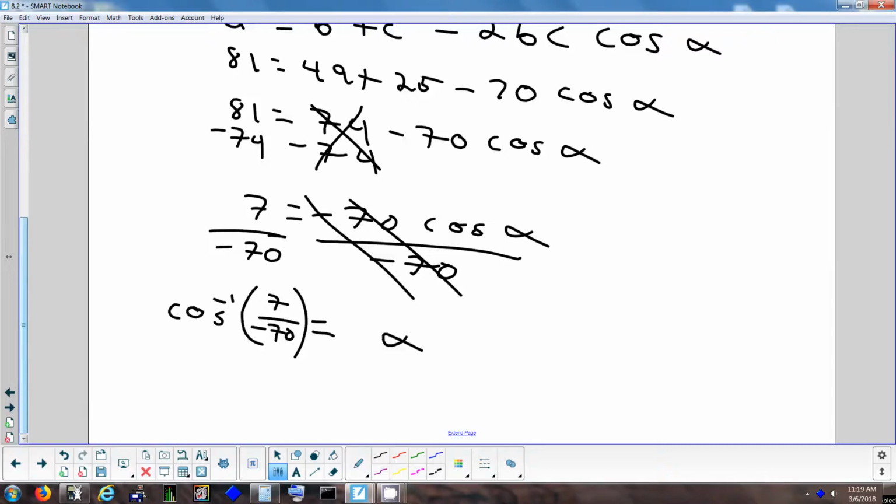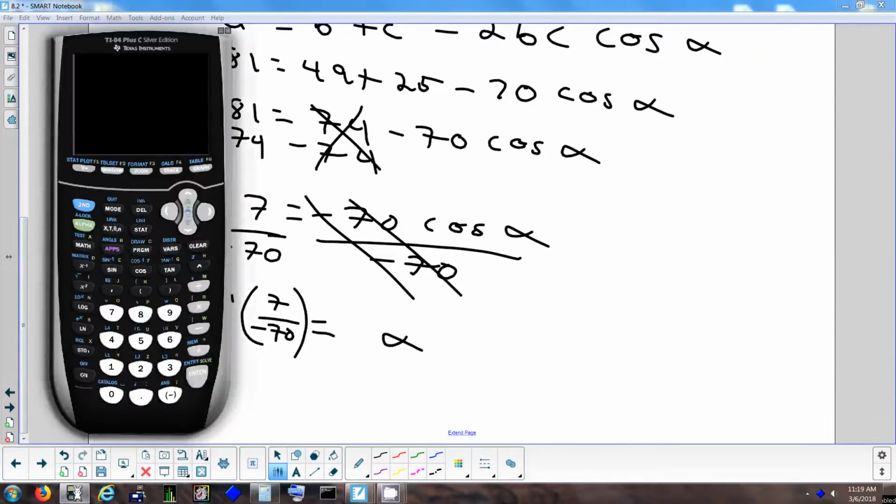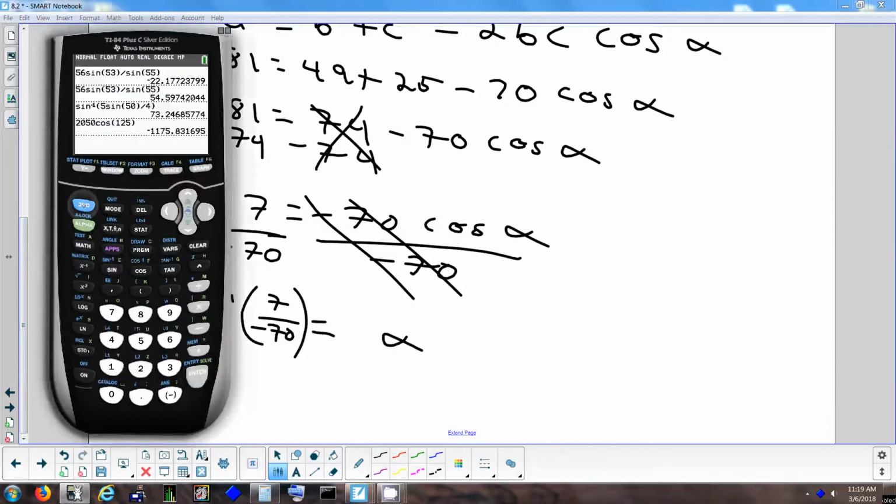Okay, so let's see what we get. Inverse cosine of 7 divided by negative 70. It doesn't matter if you put the negative in the bottom or the top of a fraction. It's the same thing. Okay, and I get, if you use inverse cosine. So that's another mistake you could make. You think you pressed inverse and you clearly didn't. 95.739. That's alpha.